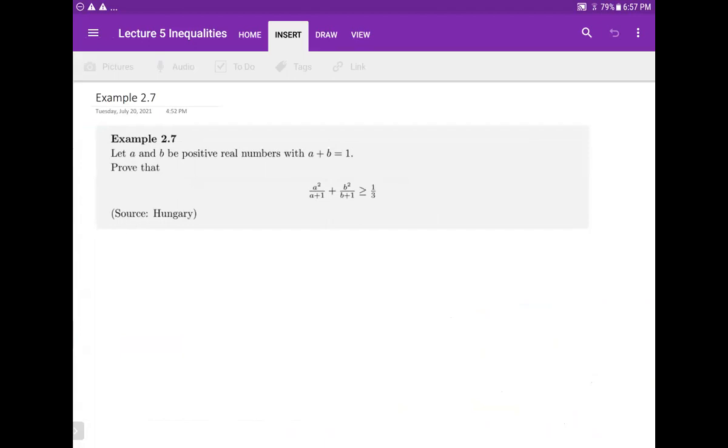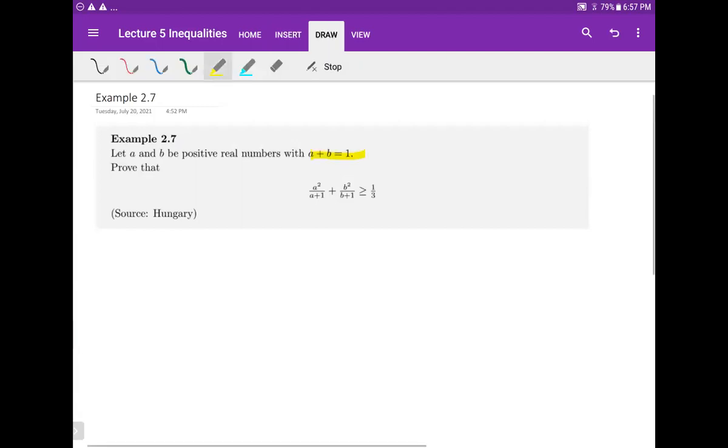All right, so let's tackle this problem. It says let A and B be positive real numbers with A plus B equal to 1. Let's remember that, A plus B is equal to 1, and think about how you can use this. We want to prove that A squared over A plus 1 plus B squared over B plus 1 is greater than or equal to 1/3. And this problem is actually from an actual Olympiad. It's from the Hungarian Math Olympiad.